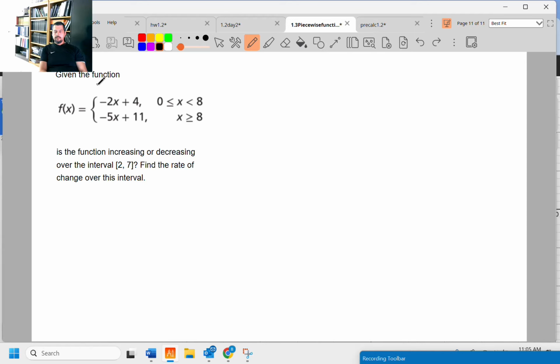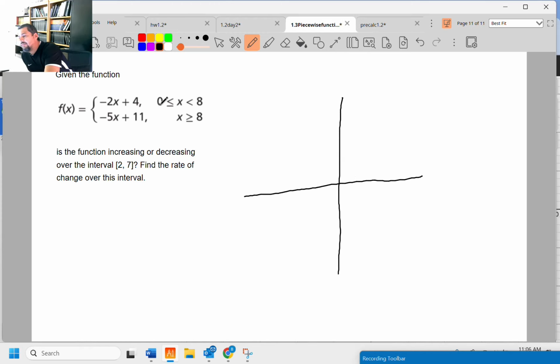Okay, so I can do this with a graph, or I can do it numerically. I like graphing. That's me. If I feed this thing a 0, it returns a 4. If I feed this thing an 8, it returns a negative 12. Negative 2 times 8 is negative 16, add 4. And no equality.